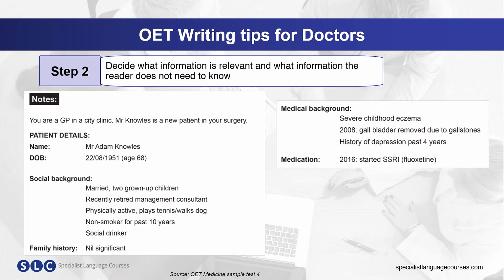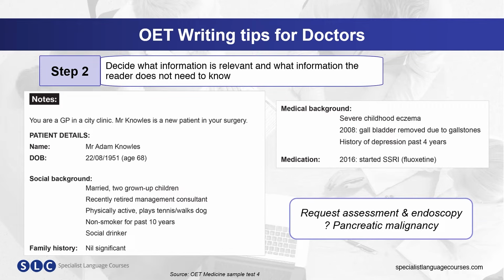Decide what information is relevant and what information the reader does not need to know. We know that we have to request assessment and an endoscopy due to possible pancreatic malignancy, which will mean we have to include some supporting details. We need to include his name and date of birth, but his marital status and profession is irrelevant. His physical activity is not so relevant, but the fact that he socially drinks and possibly his history of smoking might be useful for the reader.